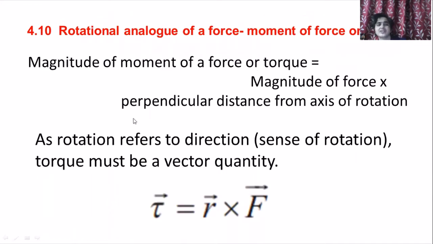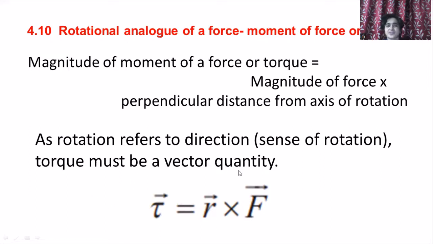See, what is written is moment of a force or torque tau is equal to r cross f. This is actually, what we have seen is the magnitude of moment of force is magnitude of force multiplied by perpendicular distance from axis of rotation. But this rotation is a vector quantity because we can have clockwise rotation, anti-clockwise rotation. It refers to some direction.